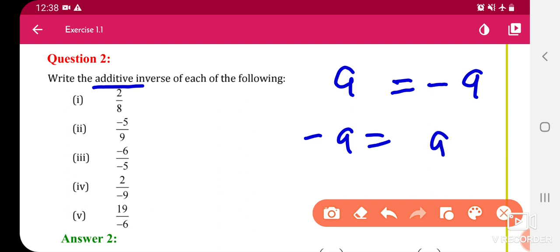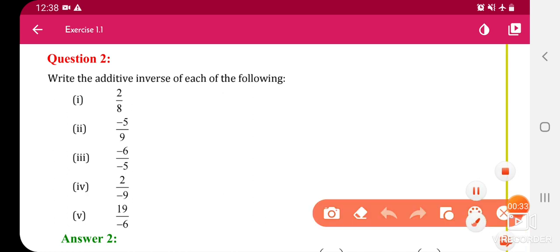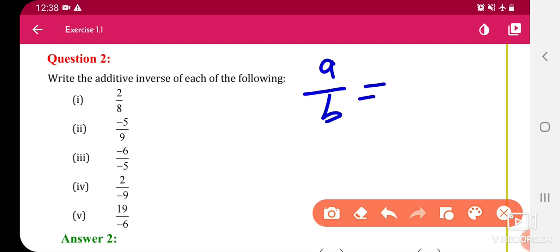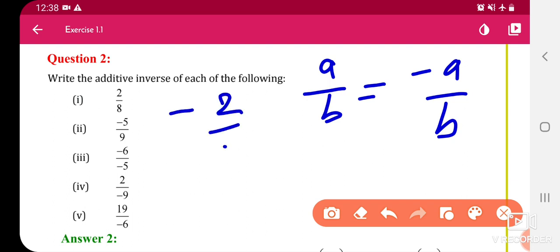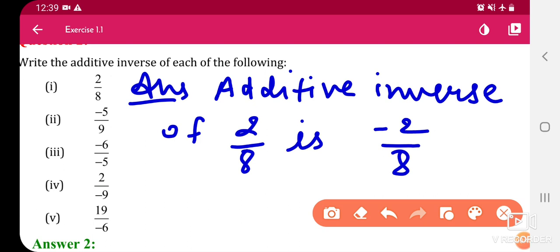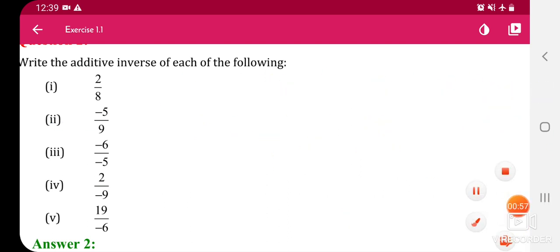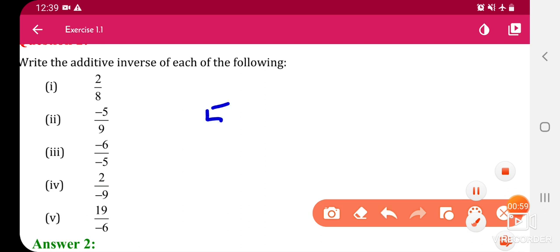That means positive. Okay, so the first question is 2 upon 8. The additive inverse of 2 upon 8: this one is a. When we write a upon b, what is the additive inverse of a upon b? Minus a upon b. That means the answer is minus 2 upon 8. Students, you can write the answer like that: additive inverse of 2 upon 8 is minus 2 upon 8. After that you write the second question, and the additive inverse of minus 5 upon 9 is plus 5 upon 9.